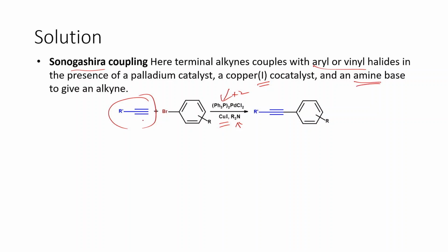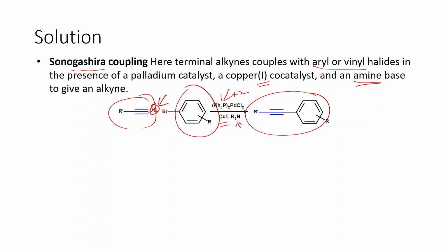Here one alkyne is converted into another alkyne. This reaction mainly involves a terminal alkyne only. The terminal alkyne has a hydrogen atom, and this hydrogen atom is replaced by a particular functional group, that is the R group, which gets attached to this alkyne.